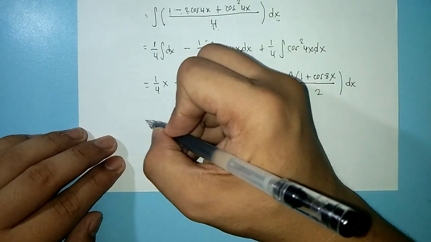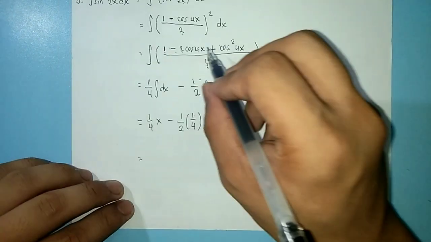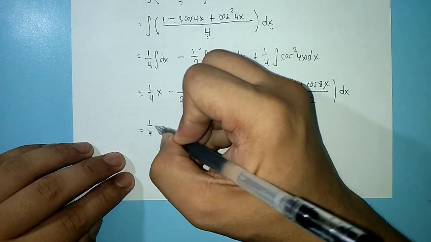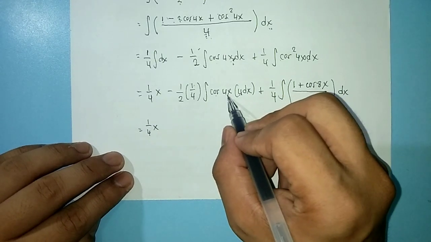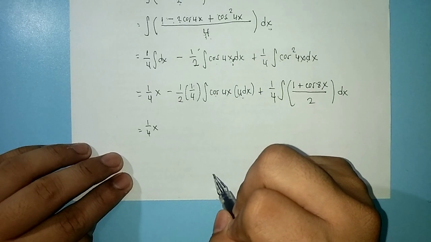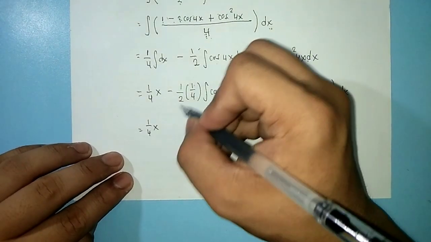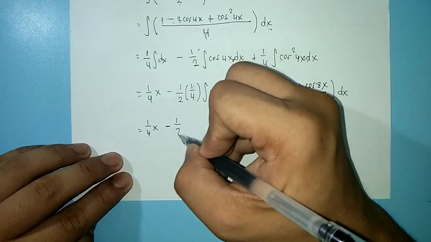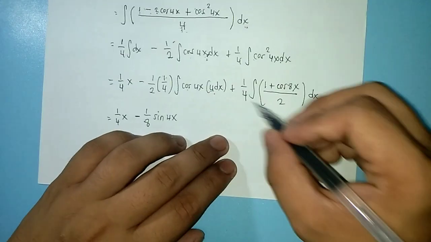So mangyayari, this is equal to, distribute ulit natin to, katulad ng ginawa natin sa una. So sulat lang natin to 1/4 x. Tapos ito, pwede na nating i-integrate to. Cosine u du na yan eh. So ano yung integral ng cosine? That is positive sine. So sine 4x. So negative, kasi ito yung negative 1 over 8, 1 over 8 sine 4x. So ito na lang problema natin.